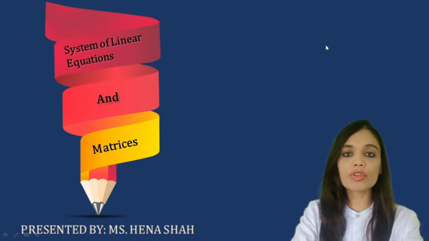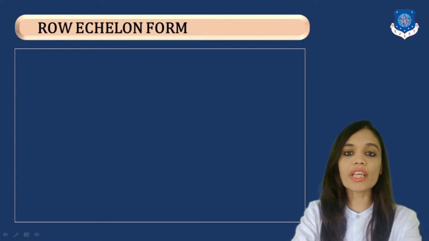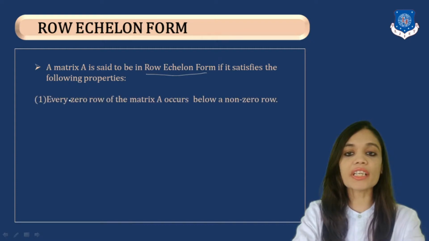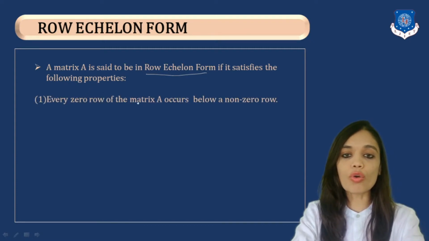Today we are going to begin a new topic named System of Linear Equations and Matrices. Let us begin with its first topic, that is row echelon form. A given matrix is said to be in row echelon form if it satisfies the following properties. The first property is every zero row of a matrix A occurs below a non-zero row.